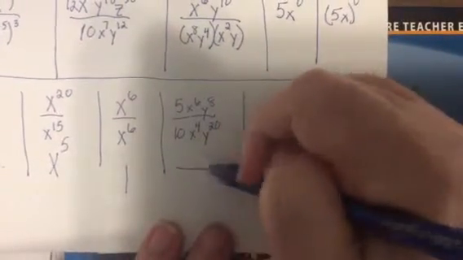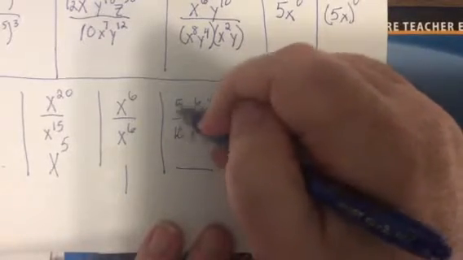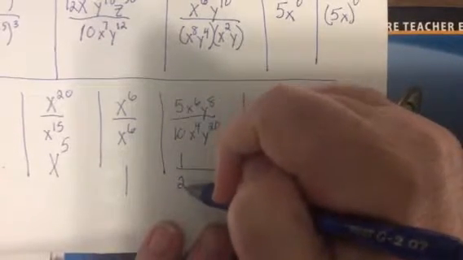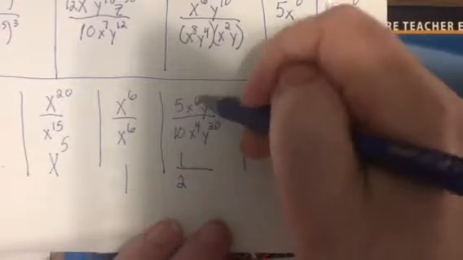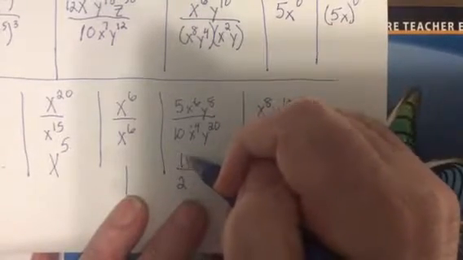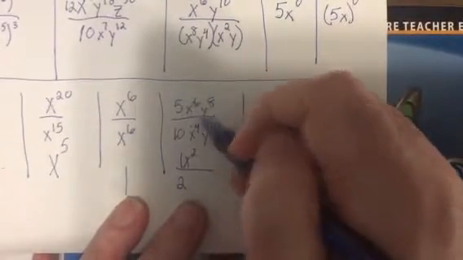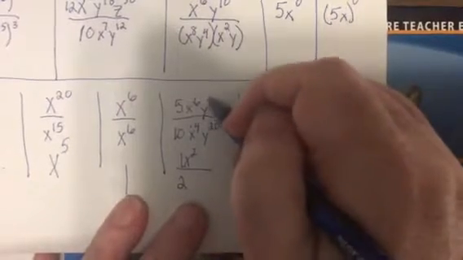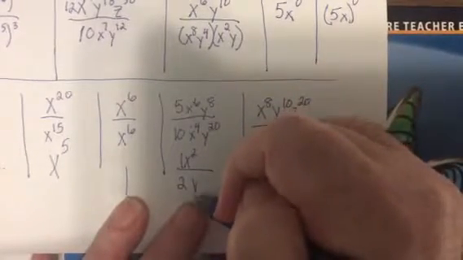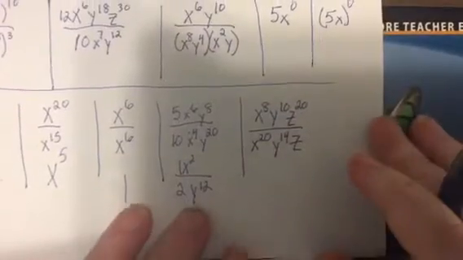Let's see here. 5 goes into both, so we can reduce that to 1 half. X to the 6th over x to the 4th: 4 cancels out from the top and the bottom, so you have 2 left over. 8 of these cancel with 8 of these, so it'd be y to the 12th.